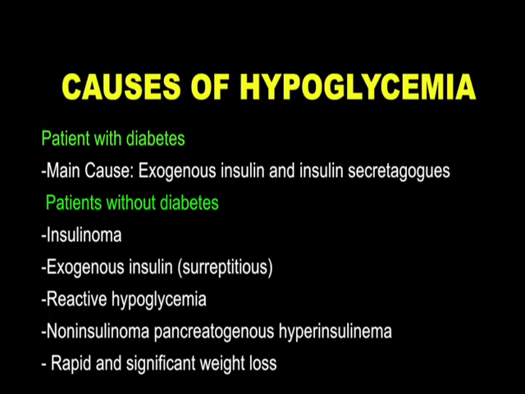Non-insulinoma pancreatogenous hyperinsulinemia is a state that we typically see in conjunction with rapid and significant weight loss in our patients who have had bariatric surgery, who have had pancreatic hypertrophy in the setting of obesity and insulin resistance, where they've increased their insulin production to overcome the resistance, but they have a rapid weight loss. You restore insulin sensitivity, but the pancreas is still putting out too much insulin, and then that results in hypoglycemia.